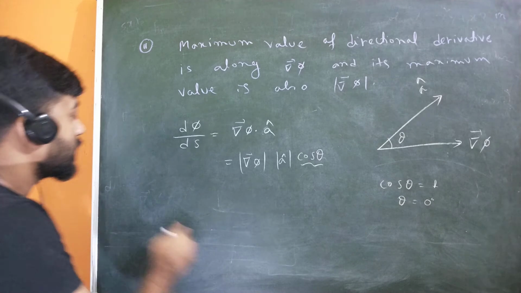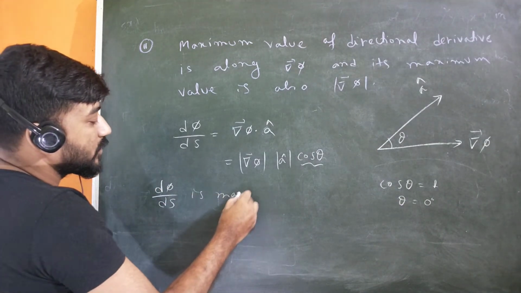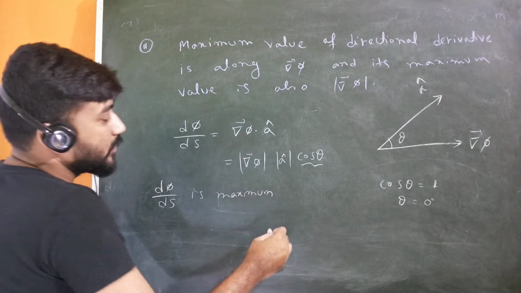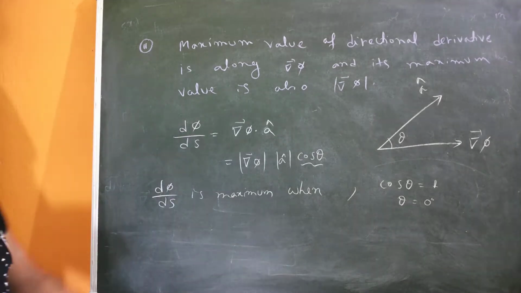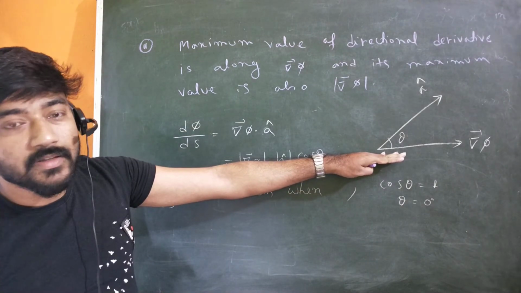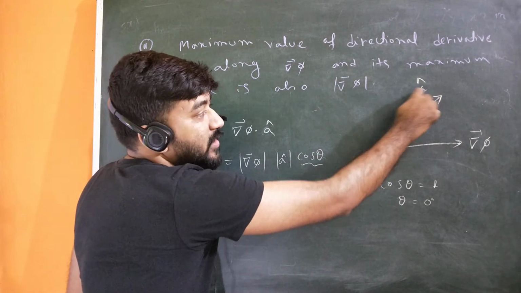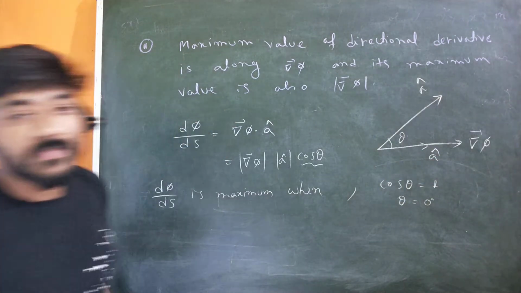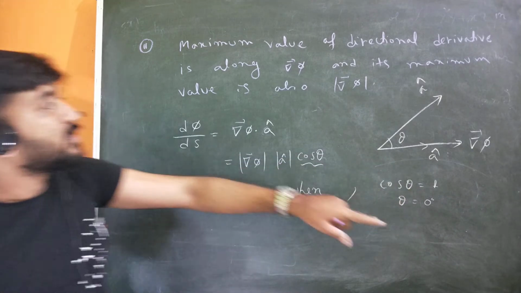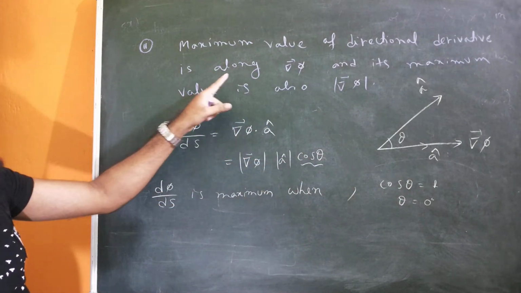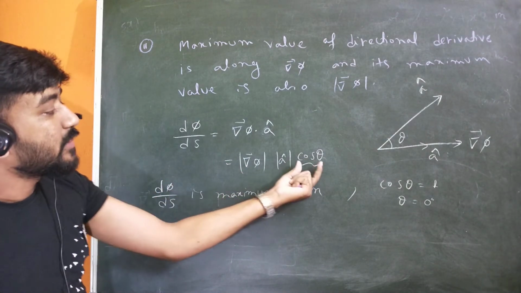So what it means is that d phi upon ds, the directional derivative, is maximum when cos theta is 1. When cos theta is equal to 1, theta is equal to 0 degrees. That means the directional derivative is maximum in the direction of grad phi, because if this a cap is along this direction, then theta will be 0. So from this logic you can say that the maximum value of the directional derivative is along grad phi, and the magnitude of this is obtained when cos theta is 1.